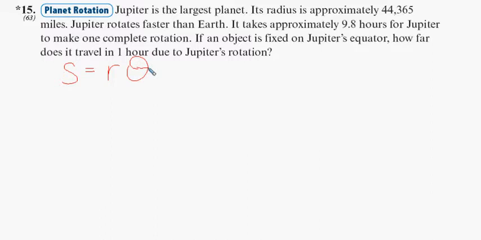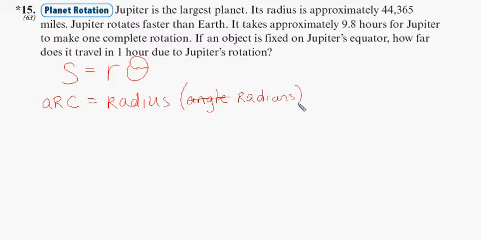Let me just interpret this. This S has to do with the arc length. The R stands for radius, and the theta stands for the angle, technically, of the arc. But we're not going to call it the angle. We're going to call it the radians that have been traveled. All right, so just remember that particular formula.